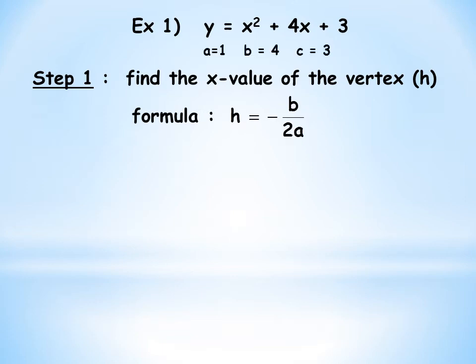So if you remember, the coefficient in front of the x squared is your a value, so in this case it's 1. The coefficient in front of the x is your b value, so in this case it's 4. And then the constant at the end is your c value, so it's 3. So you'll plug those numbers in. Minus the b value is 4 over 2 times the a value of 1. And if I reduce minus 4 over 2, I get negative 2. So now we know the h value of the vertex is negative 2.